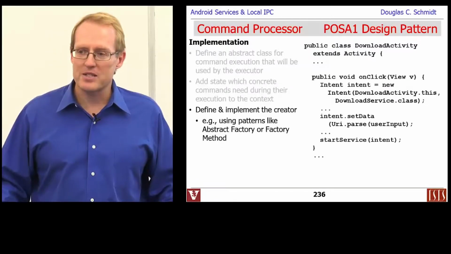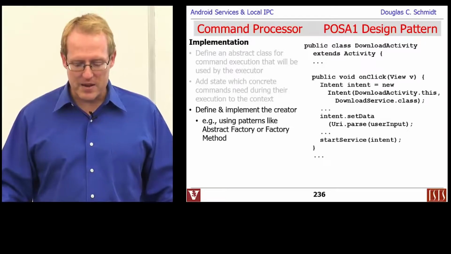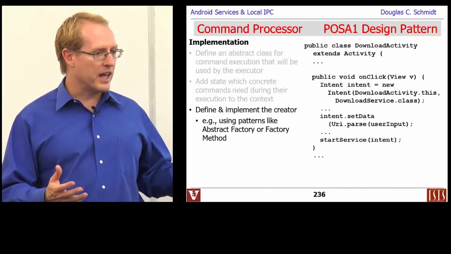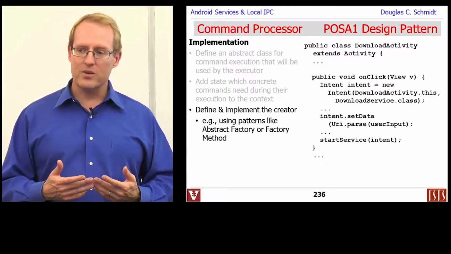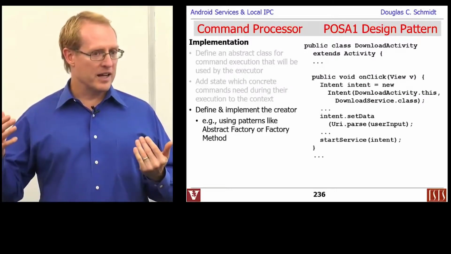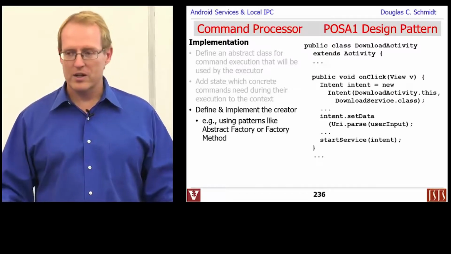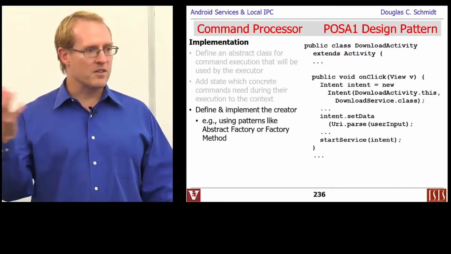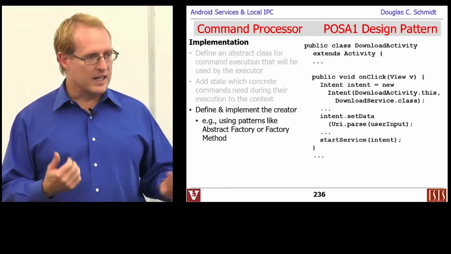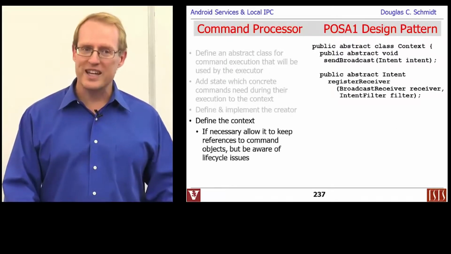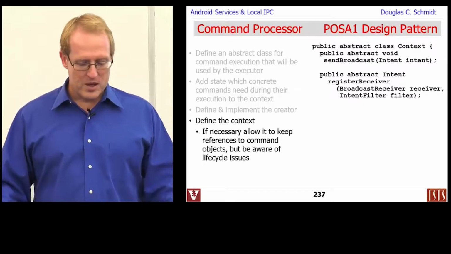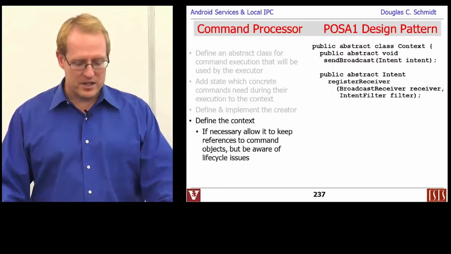In our particular case, that's typically done by an activity where we might have some kind of click handler, which when you click on it, will make an intent connected either implicitly or explicitly to some kind of service or other component. Then you stuff the various extras into the intent, and then you call start service, which, as we've seen, doesn't block. We then have to define the context.